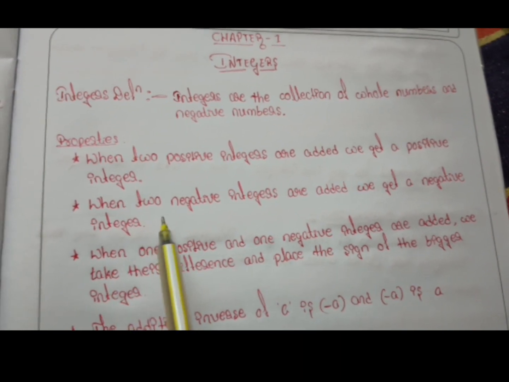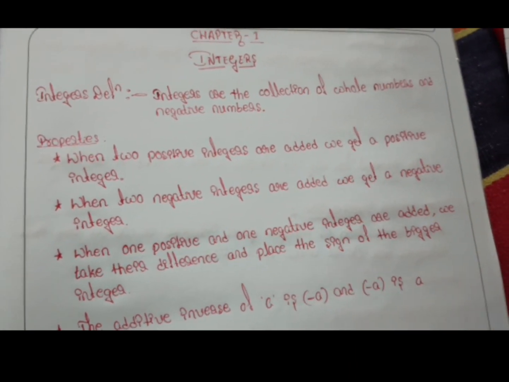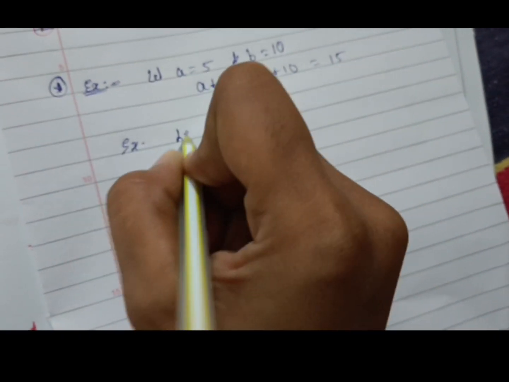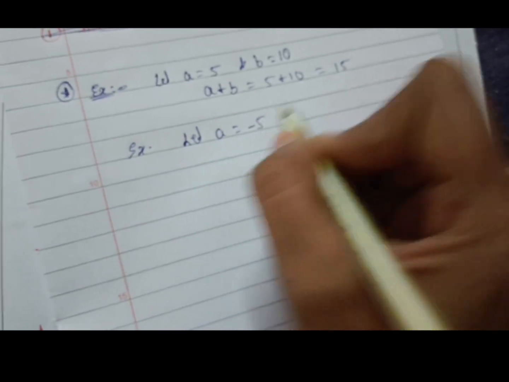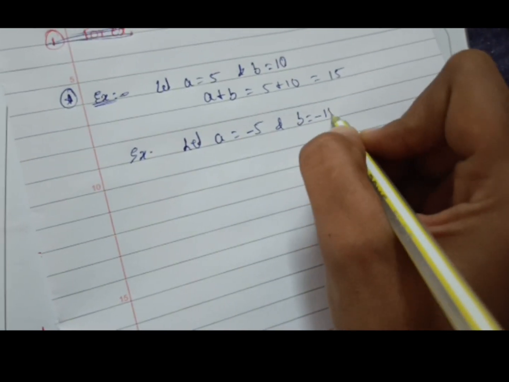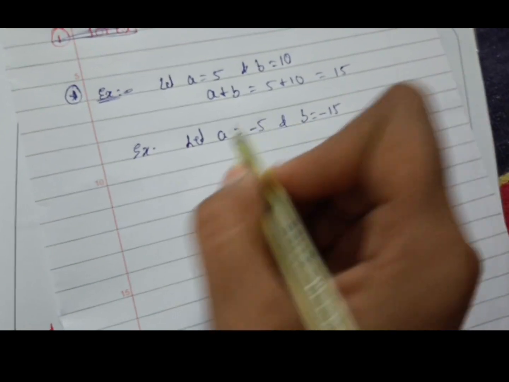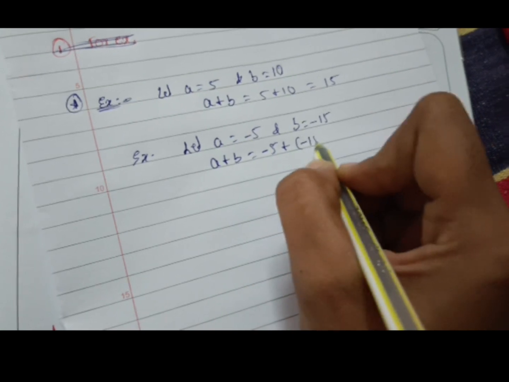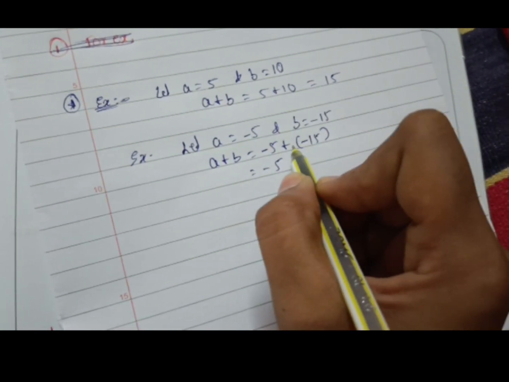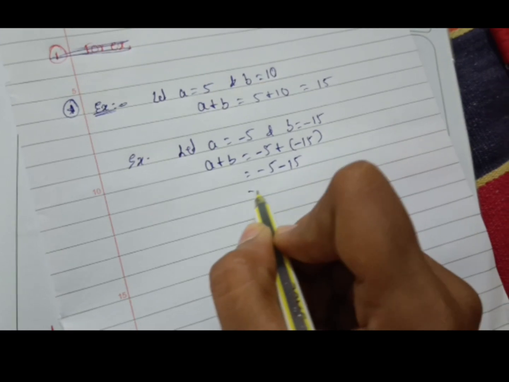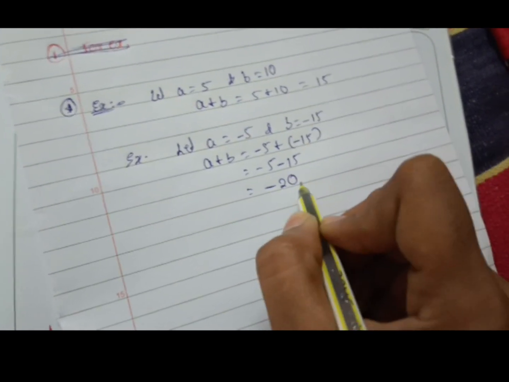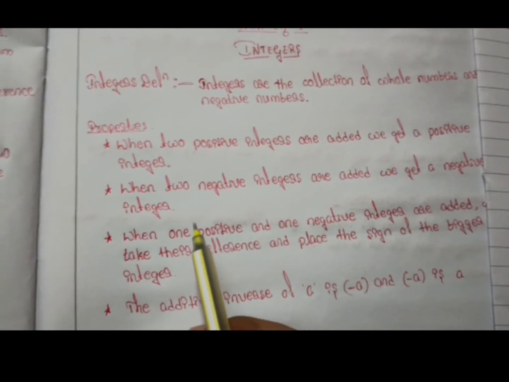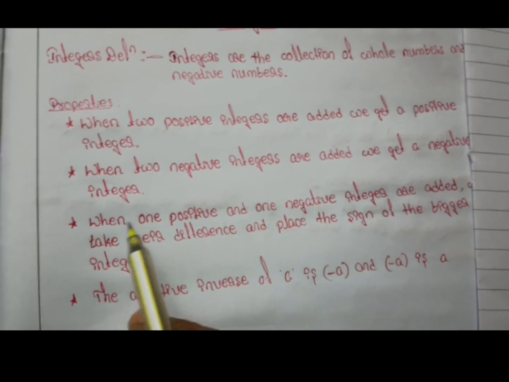Next property, when two negative integers are added, we get a negative integer. Let's check that property. Example, let a is equal to minus 5 and b is equal to minus 15. So add these two integers. a plus b is equal to minus 5 plus minus 15. We get minus 20. So this is also a negative integer. So this property is also satisfied. When two negative integers are added, we get a negative integer.